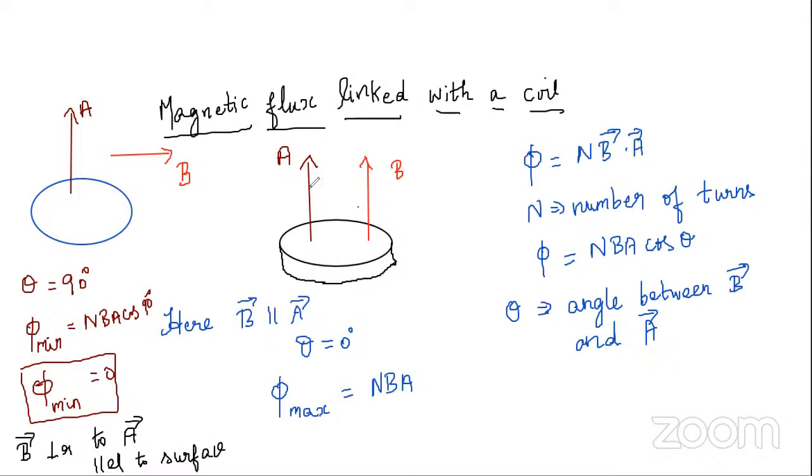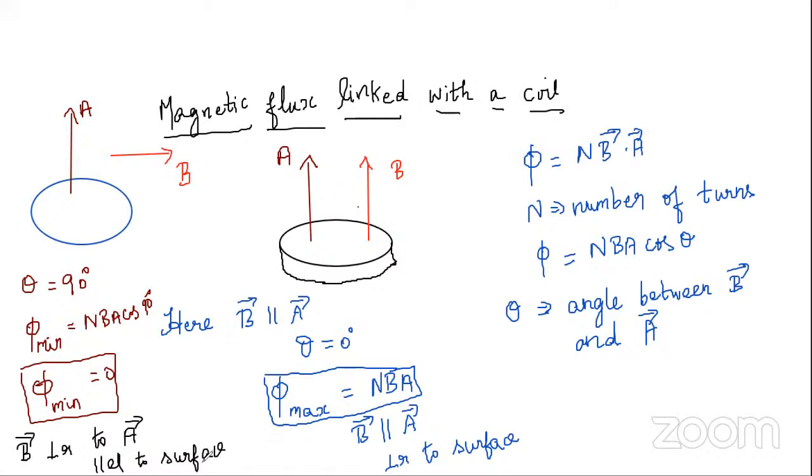But here you can see, when the flux is maximum, that means B is parallel to the A vector or perpendicular to the surface. So you should understand the terms used here. B is parallel to A, that means it is perpendicular to the surface. In that case, the flux will be maximum, that is NBA. But here B is perpendicular to the area vector, that means it is parallel to the surface.